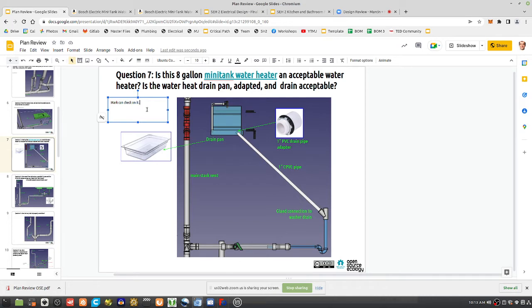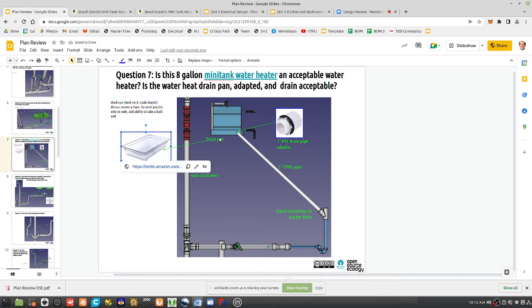Now, does the code allow it, though? That's the question. The code doesn't discuss recovery time. I think the code just says that you need to have potable water and the ability to take a bath and wash things. I'll look to see if it gives us a specific temperature. I will look specifically at any language for hot water requirements.